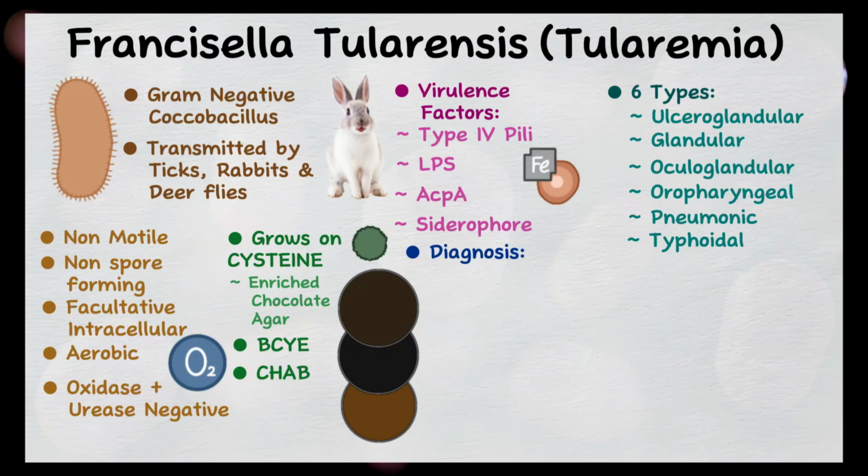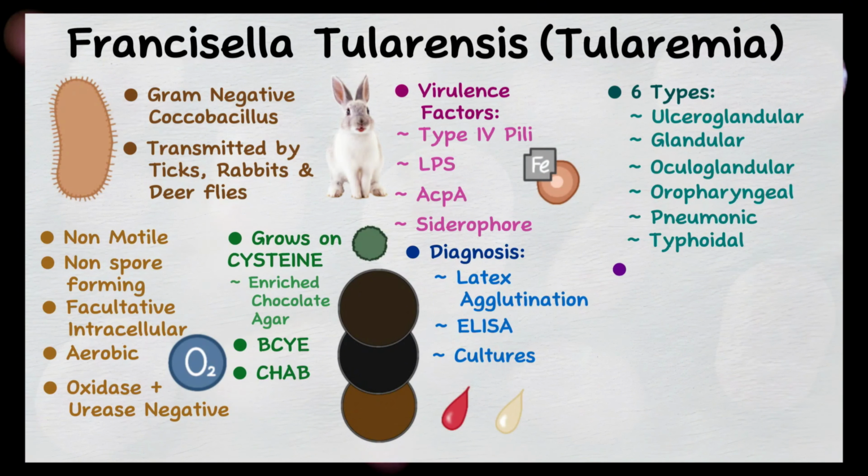Diagnosis can be achieved through serological tests like latex agglutination and ELISA, as well as through cultures obtained from blood, lymph node drainage, skin lesion drainage, or sputum. Treatment typically involves antibiotics such as streptomycin and gentamicin.